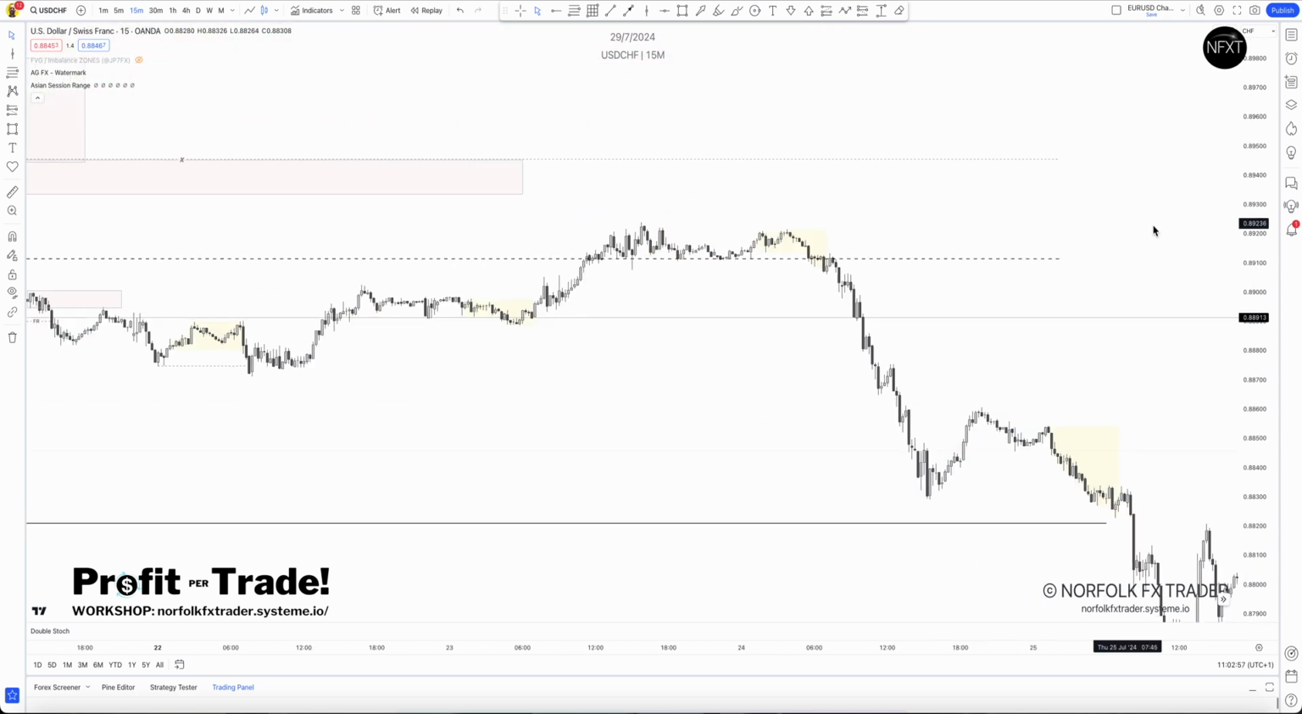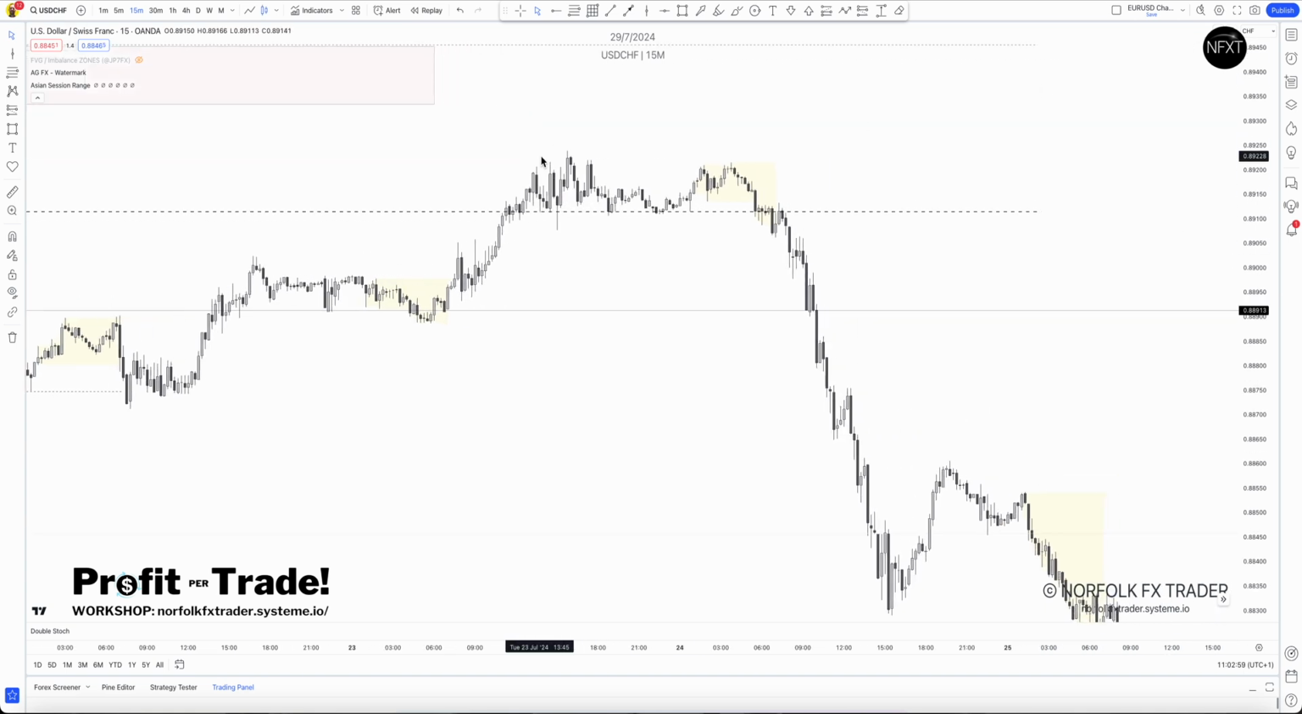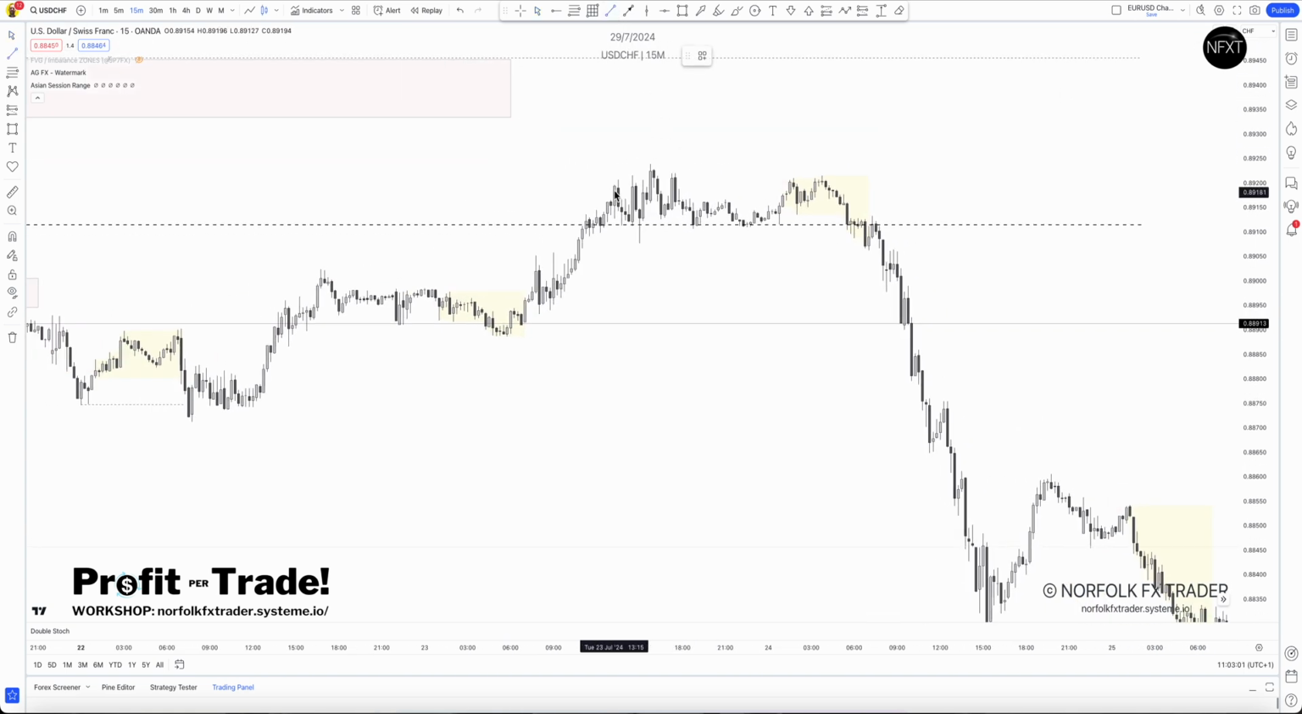So if you've actually waited until this point, we apply the same thing again. We can see we have the continuation higher to this high. Okay, so we have a break here. Let me just show you what we get. We get a break to the upside here. Market continues up, breaks up, breaks up, breaks up.